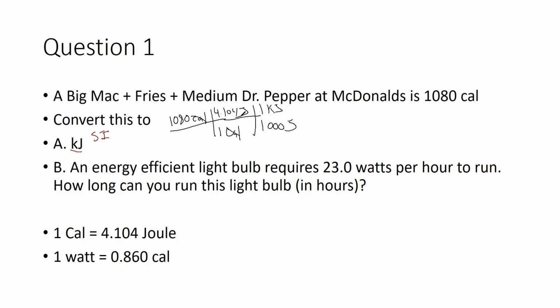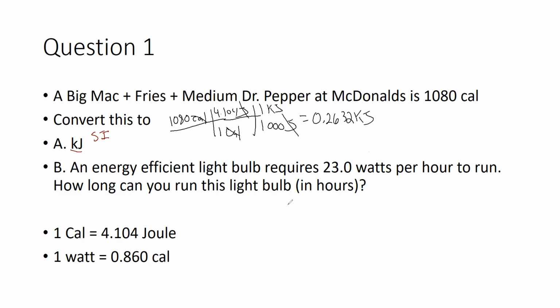So calories cancel out, joules cancel out, multiply everything on the top, divided by everything on the bottom. That's 0.2632 kilojoules, or 263.2 joules. So that's A. So that's doing our conversion from calories to kilojoules.